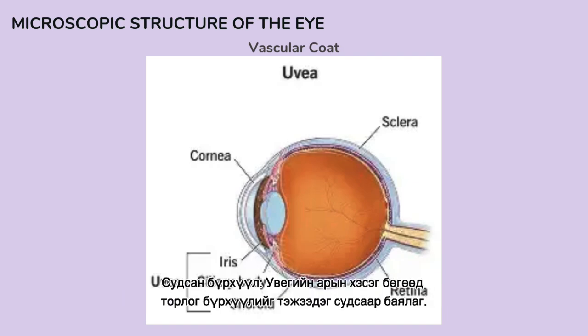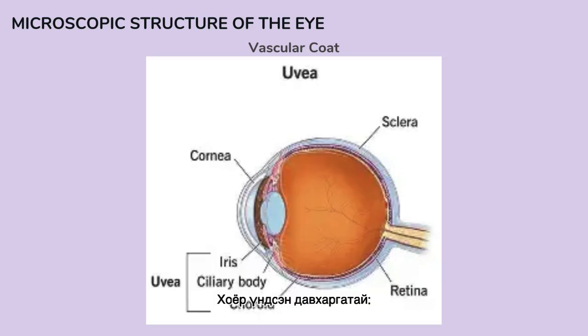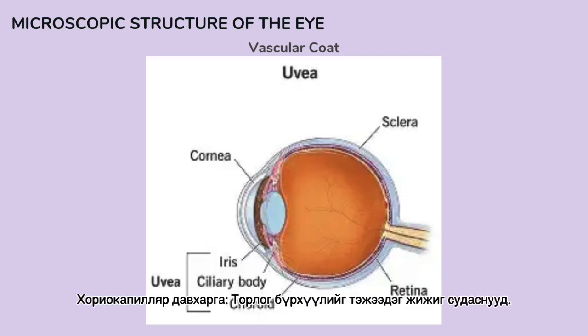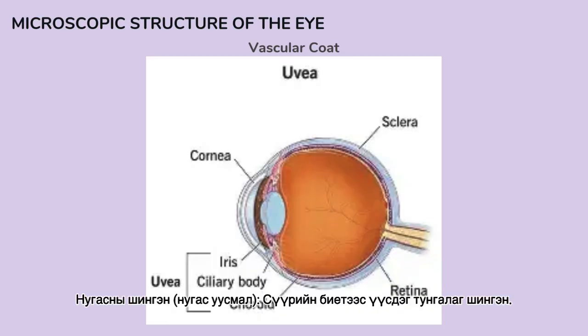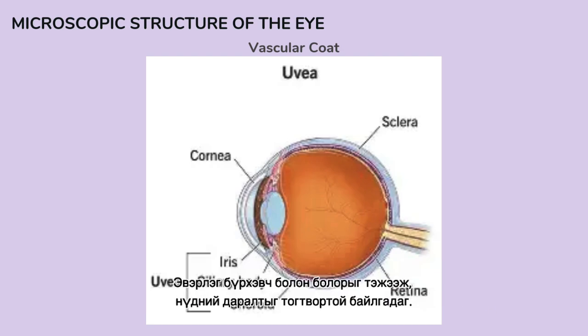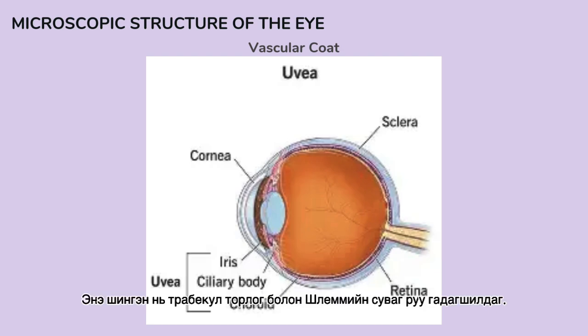So the choroid is the back part of the uvea, and it's packed with blood vessels that feed the retina. It has two main layers, the choriocapillaris, which are small vessels that feed the retina, and Bruch's membrane, a thin barrier between choroid and retina. The last part is aqueous humor. Aqueous humor is a clear fluid made by the ciliary body, and it nourishes the cornea and lens and keeps the eye pressure stable, and it drains through the trabecular meshwork and canal of Schlemm.